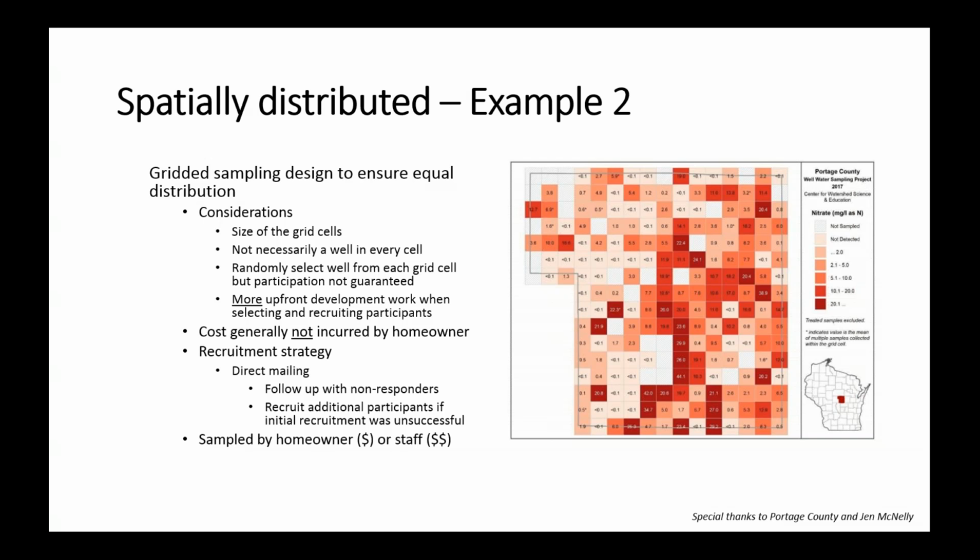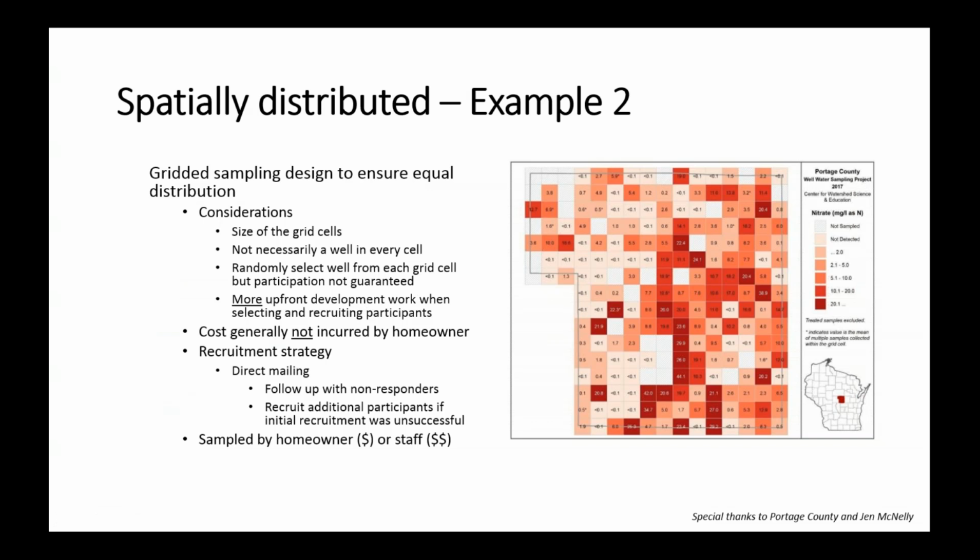Maybe it's the county, or maybe it's an entity like us who they contract with to determine who gets that letter and who participates. There's definitely more upfront work on this type of approach than there would be for that UW Extension model that we talked about previously. And then in this model, because you're trying to target specific areas or specific wells, the cost generally is not incurred by the homeowner.